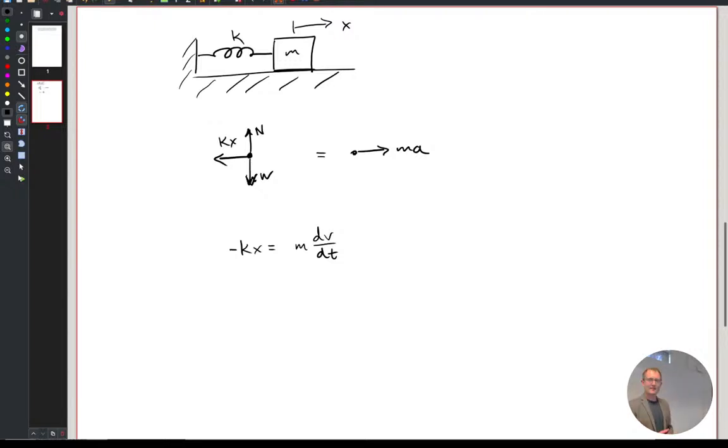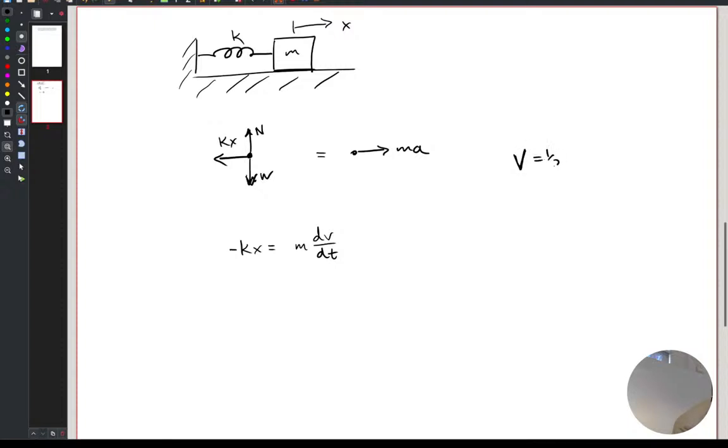Have you seen what the potential energy for a spring is? How much potential energy does a spring store as you stretch or compress it? Yeah, 1/2 kx squared, right?